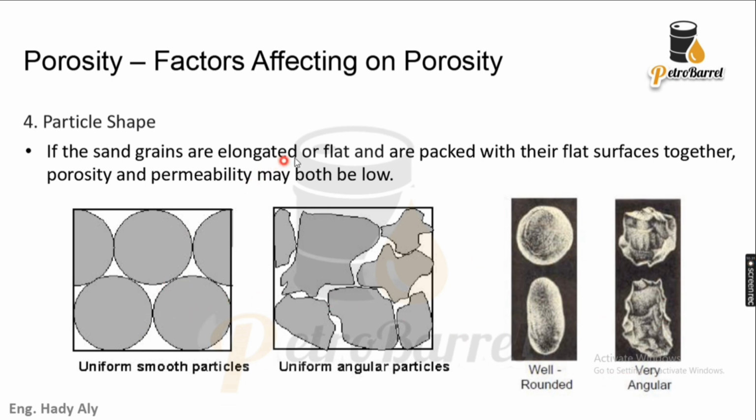So the angularity, or flat or elongated sand grains that are packed together, for example due to overburden stress, gives me a low value of the porosity. And it also affects the value of permeability. So the porosity and permeability may both be low, in comparison to uniform smooth particles. So here, this shape is well rounded. As you see, the matrix or the sand grains are rounded, okay? And here I have very angular sand grains, which give me a low value of the pore spaces volume.